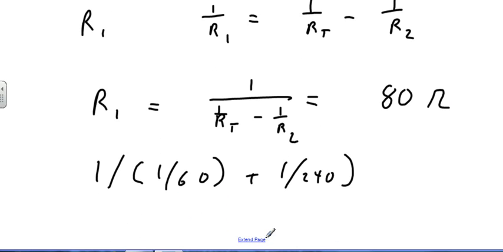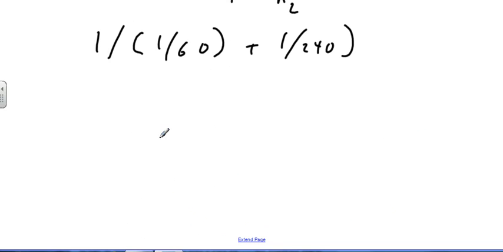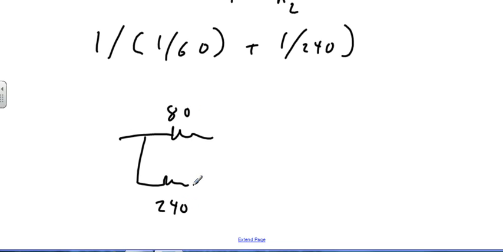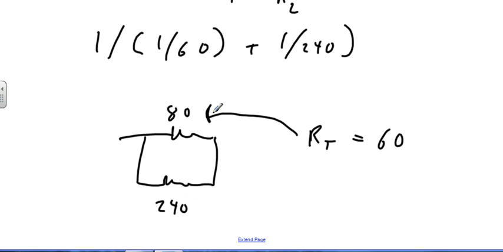So this is resistance in parallel. So I got one resistor 80, one resistor 240. The total resistance has to be less than the smallest one. That's the idiot check we do, less than the smallest one. So it told us it was 60. We got an answer that was 80. We're perfectly happy with that.